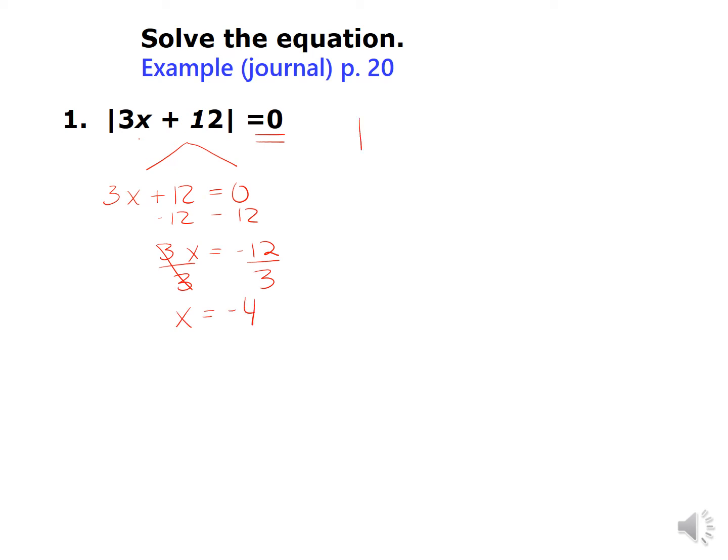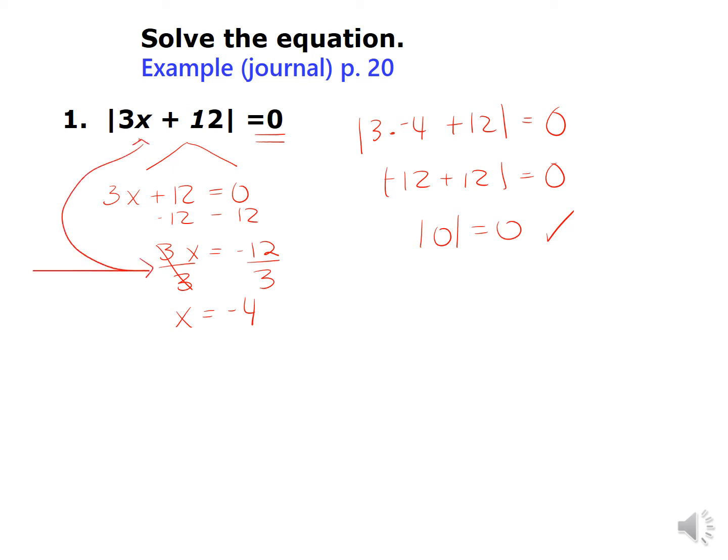So I can plug that back in there. 3 times negative 4 plus 12 equals 0. Negative 12 plus 12 equals 0. And the absolute value of 0 equals 0. So it works. Okay, so remember, it's okay for the value of the variable to be negative. It's not okay for the absolute value to be negative.